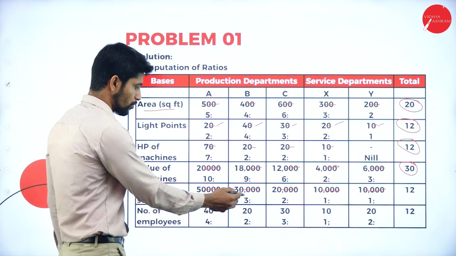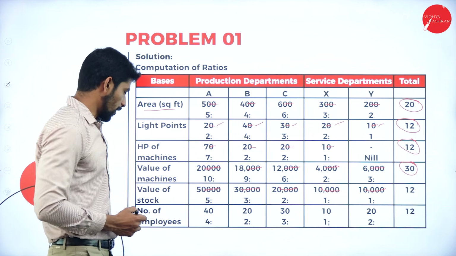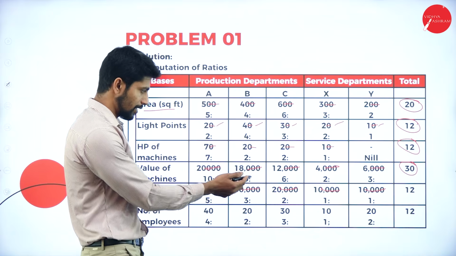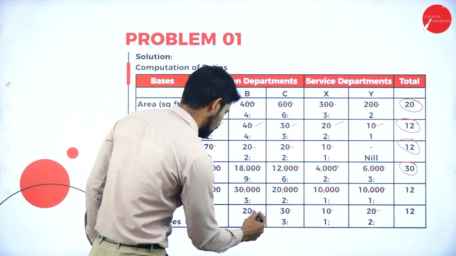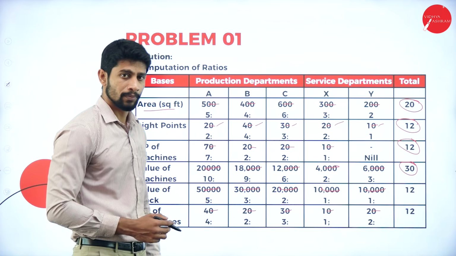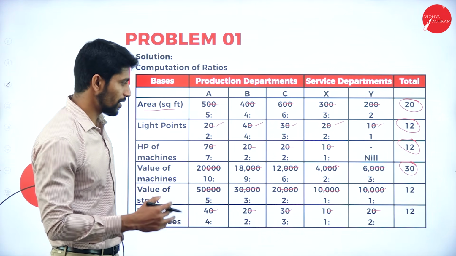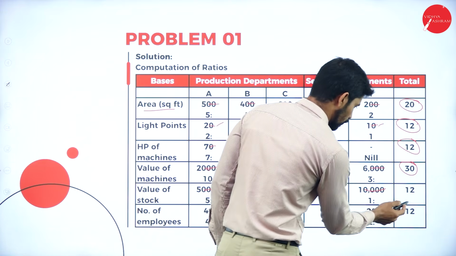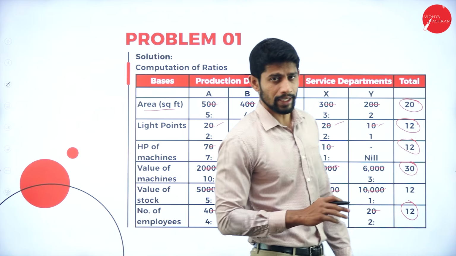So now 5:3:2:1:1, total 12. Next, number of employees: 40, 20, 30, 10, 20. Cancel these zeros because in all the places we have a single zero. So now the ratio is 4:2:3:1:2, total of 12. So now you've got the ratio, right?